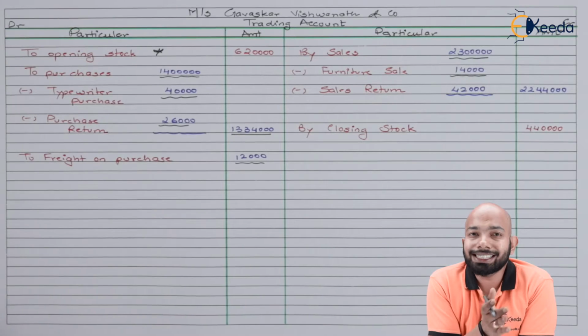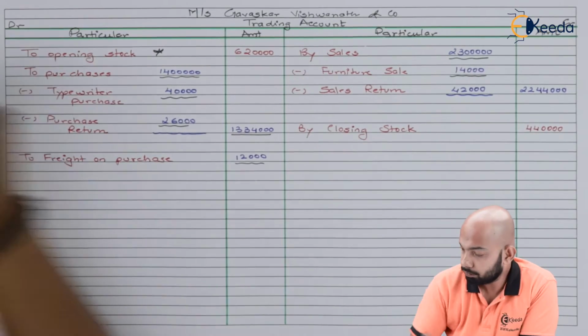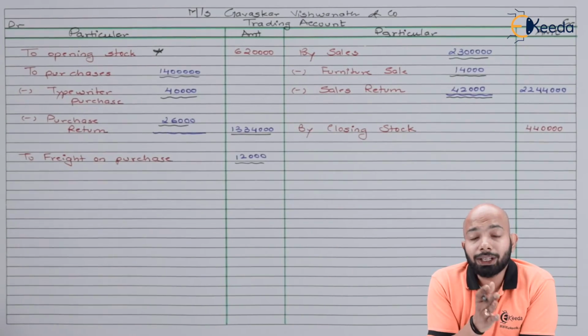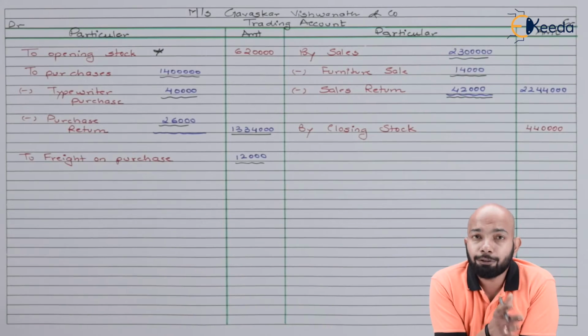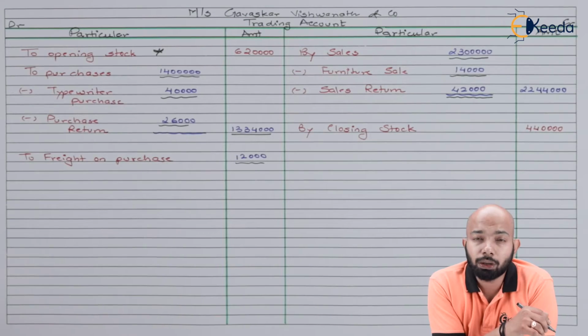After that, we have the sales return, which is again supposed to be subtracted. The amount is 42,000. So the total amount that comes out is 22 lakh 44,000, which is the net sales amount that will be taken into consideration. And the last part of the trading account is the closing stock, which is 4 lakh 40,000.